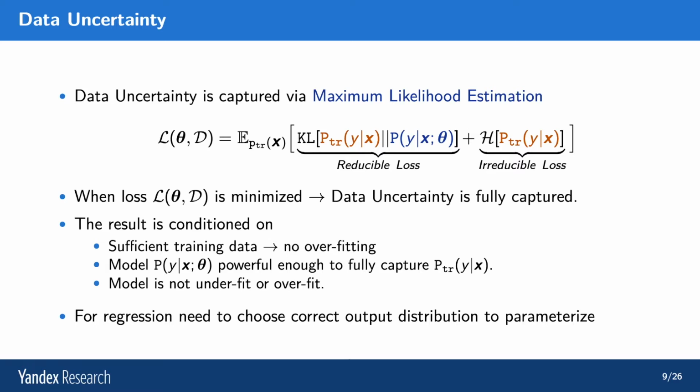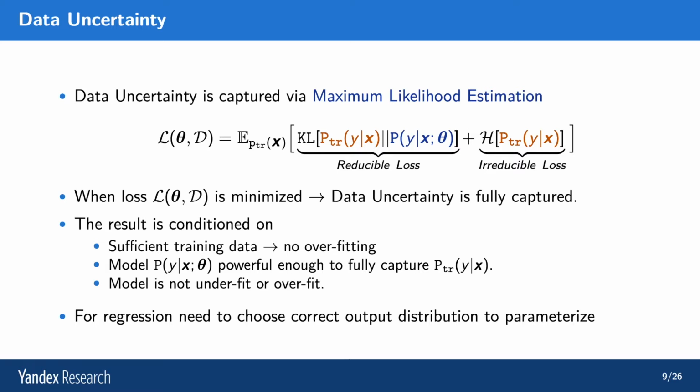So, data uncertainty is captured if you train your model using max likelihood and you minimize the loss. Then data uncertainty should be fully captured. However, there are some very important conditions here. Firstly, you must have sufficient training data. The statement I have made is true when you have infinite training data. But in practice, that is never true. You always have a finite data set. This also means that if you're overfitting to your training data, you will have bad estimates of data uncertainty.